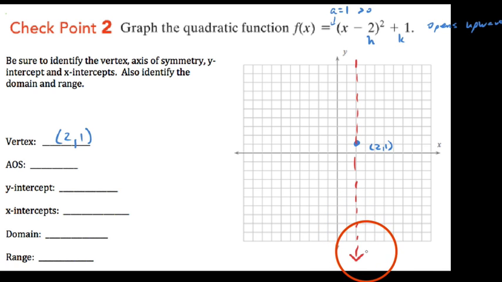So the axis of symmetry. Well, the nice thing about this is that it always runs through the vertex. And so it's got to have the same x value. So x equals 2, and we want to label it with an x equals a number.